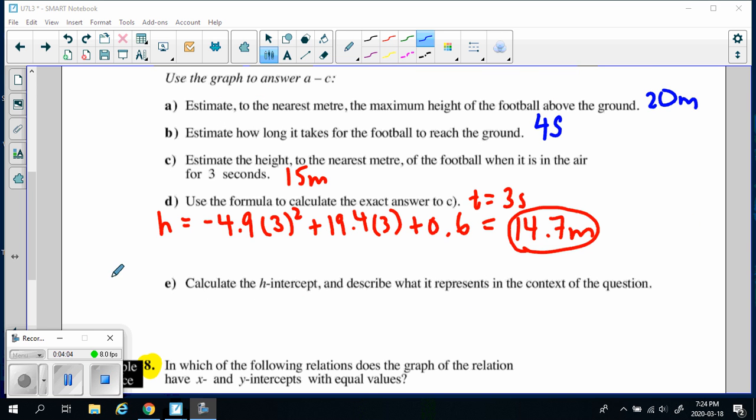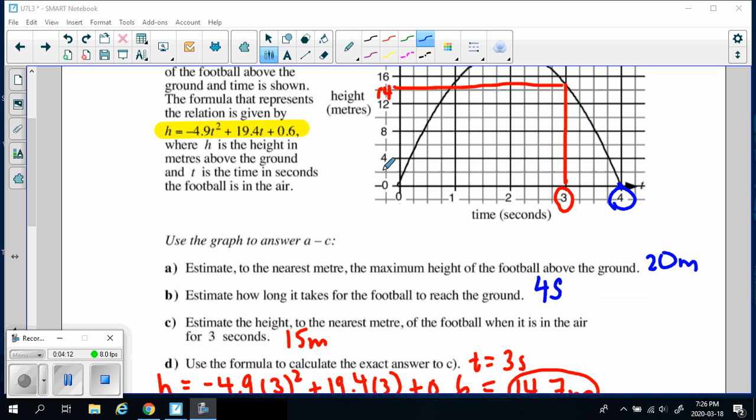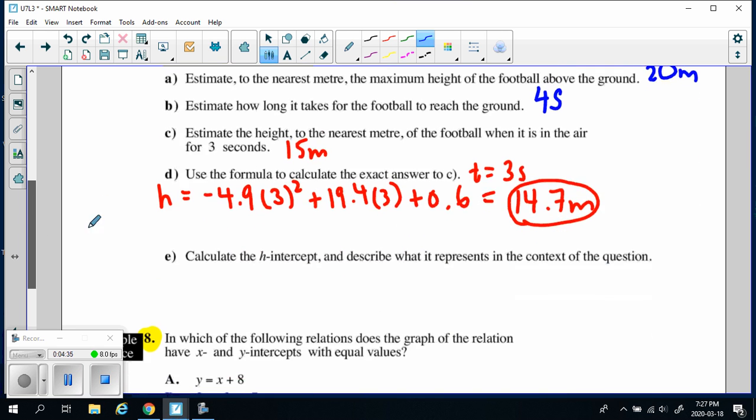The last question asks us to calculate the h-intercept and describe what it represents. So the h-intercept, we can see from the graph, is approximately here. It is very close to 0, but according to the picture, it doesn't look like it's exactly 0. So the last part of the question is asking us to calculate what exactly this value is there at time equals 0. So what we can do is set the time equal to 0, which will allow us to calculate the exact value of the h-intercept.